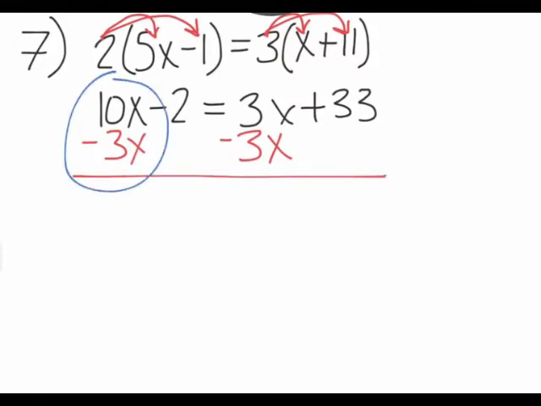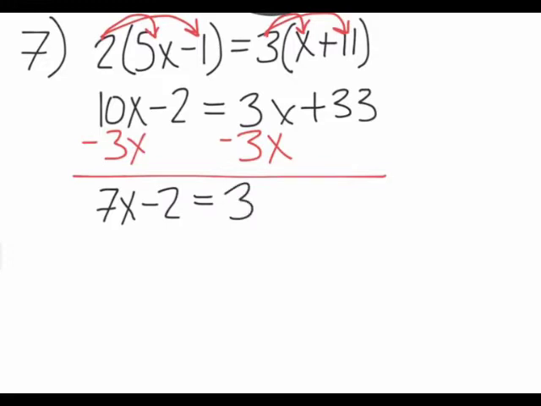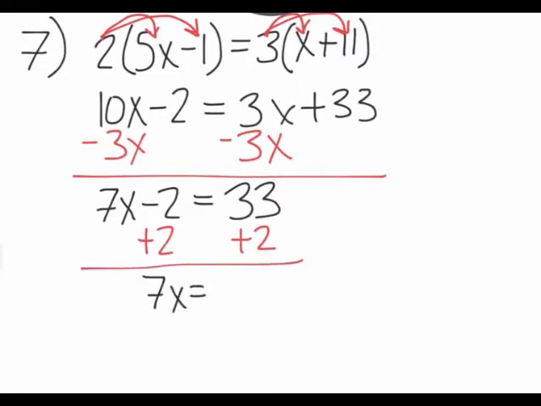Right here we have 10x minus 3x. Those are like terms. They become 7x. Everything else about the equation stays the same. Now let's move the 2 to the other side of the equation. We do that by adding 2 to both sides. 7x equals 35. And finally, we divide both sides by 7. So this equation was not all that bad either. 35 divided by 7 is 5.